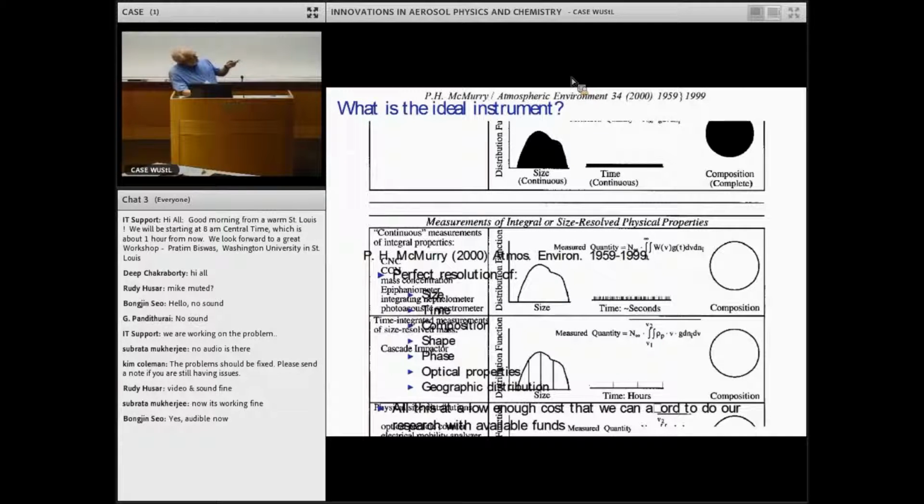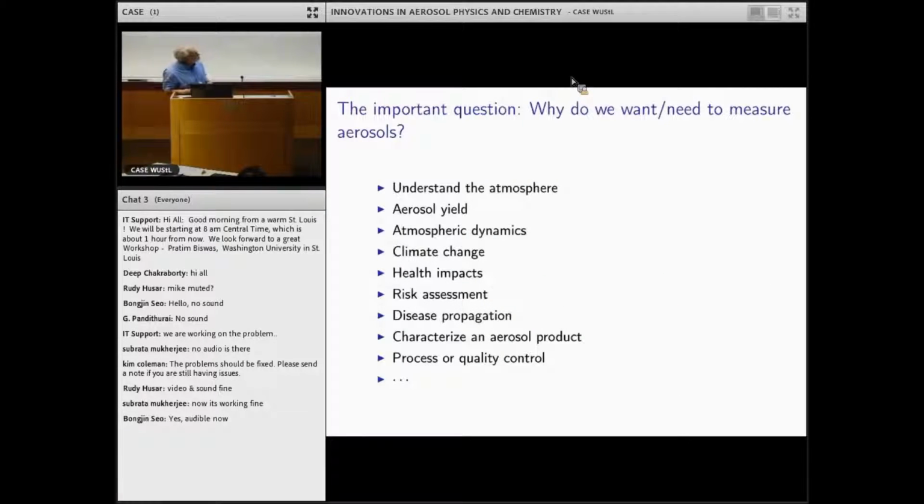Ultimately, we get to the question of what is the ideal instrument. And the ideal, as Peter and Sheldon both suggested, was continuous size measurements without any discretization, continuous time measurement, and perfect composition. Well, I would add phase, morphology, and then ask whether we could actually do the measurements. So an important question that we need to ask is, why do we want to or need to measure aerosols?